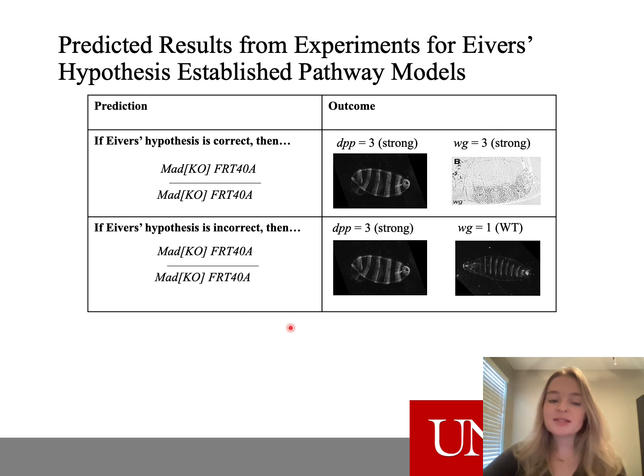If Evers' hypothesis is incorrect and MAD only functions in the BMP signaling pathway as previously thought, then a homozygous MAD knockout allele will only look like a DPP null allele, indicating that MAD is only present in the BMP signaling pathway. Now, the results of this experiment are still ongoing due to some unexpected weaknesses with the homozygous MAD knockout strains. However, I'm continuing to build these strains in order to obtain the appropriate number of flies.